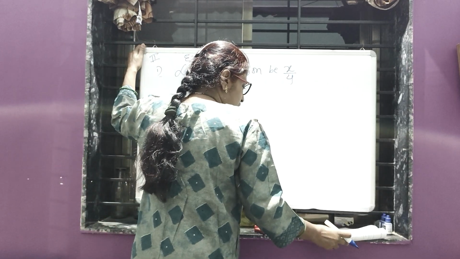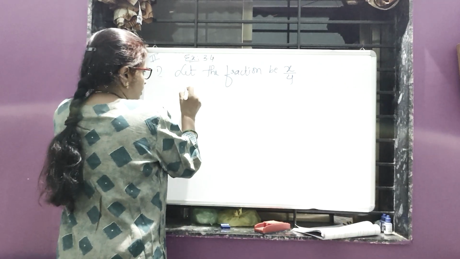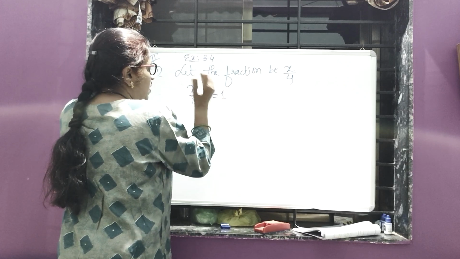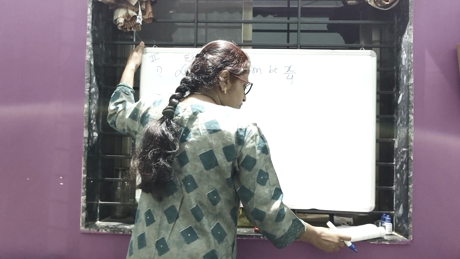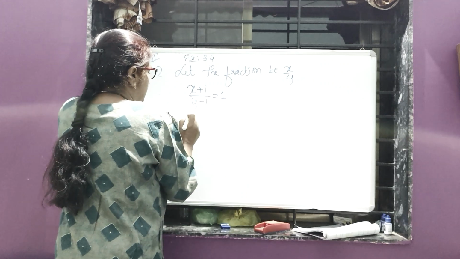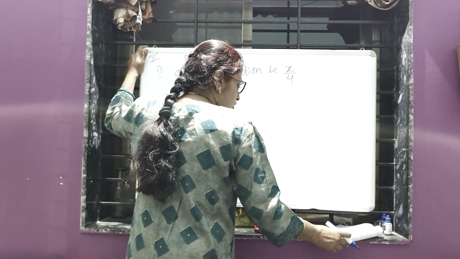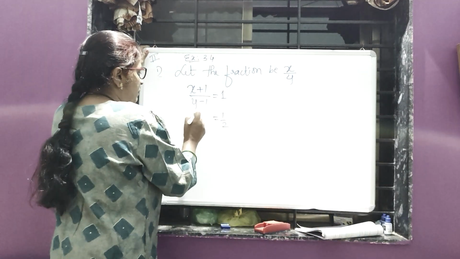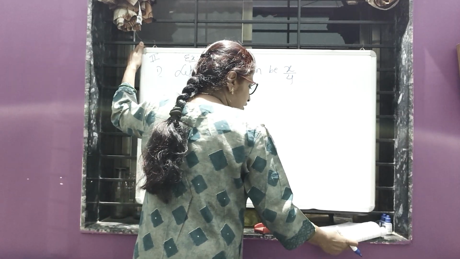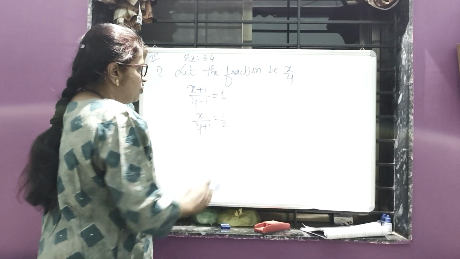Now the question is, if we add 1 to the numerator and subtract 1 from the denominator, that means x plus 1 by y minus 1, the fraction becomes 1. The second time it becomes 1 by 2 if we add only 1 to the denominator. That means the numerator remains the same. If we add only 1 to the denominator, we get 1 by 2. So we have to get the equations through this, children.